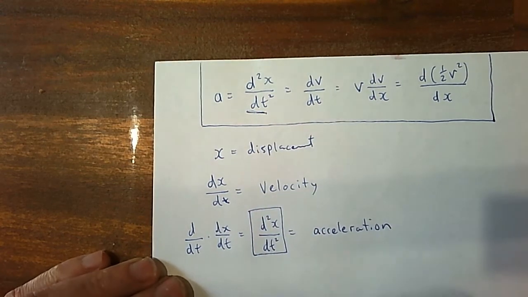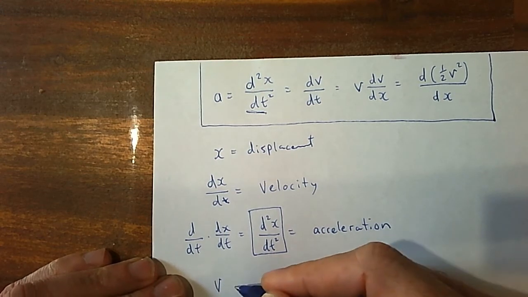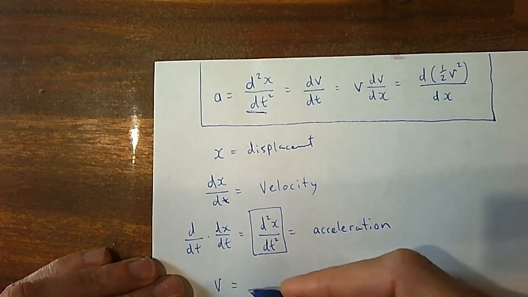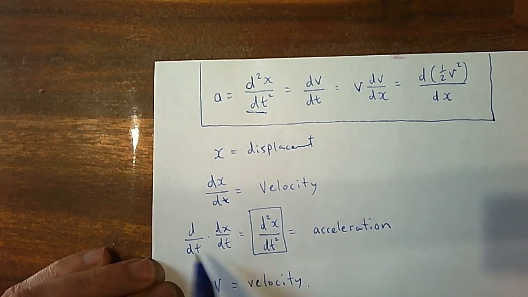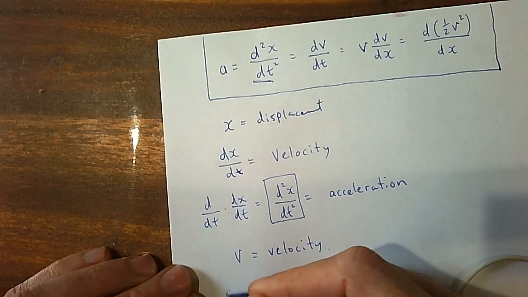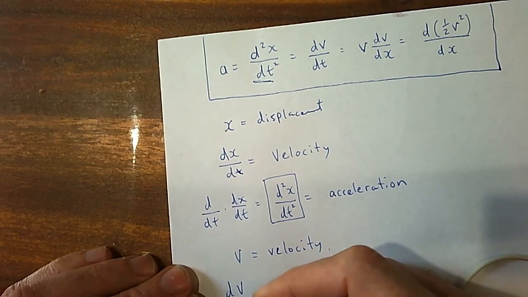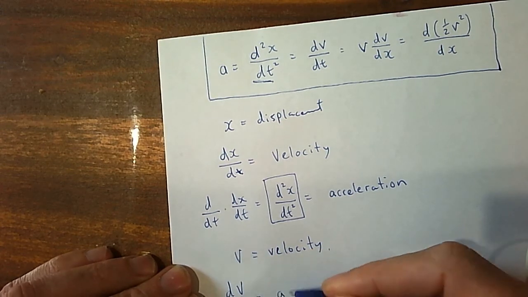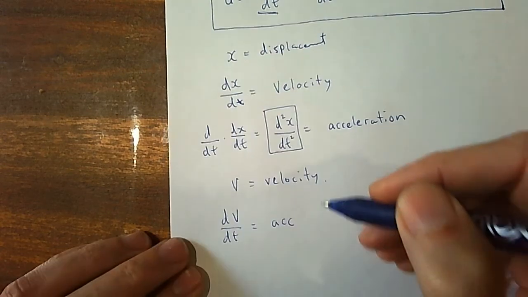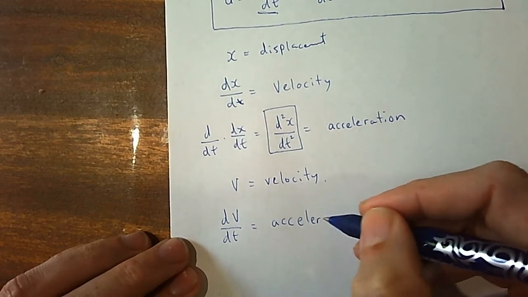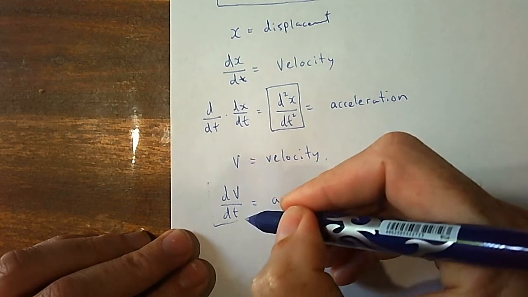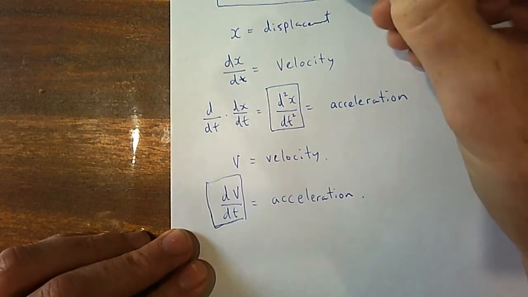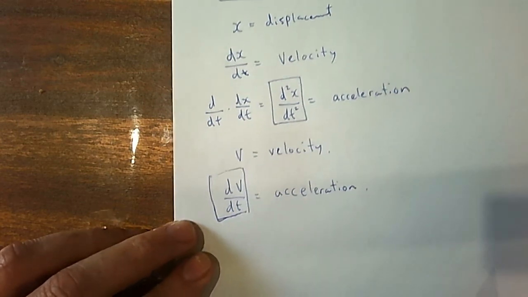Now we often use v to denote velocity. So again, just like I did up here, if I differentiate velocity in terms of time, of course, we get acceleration, just like I spoke about before. So there's our second expression for acceleration.